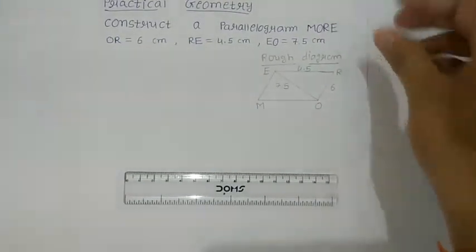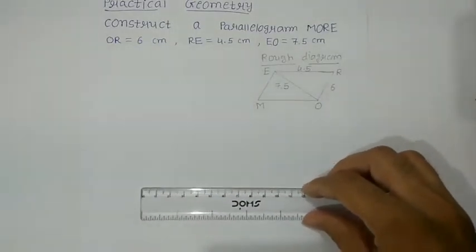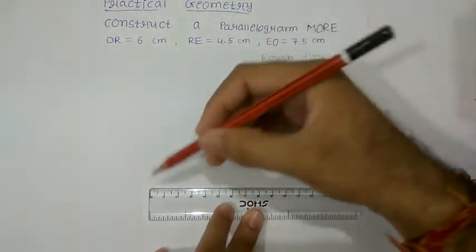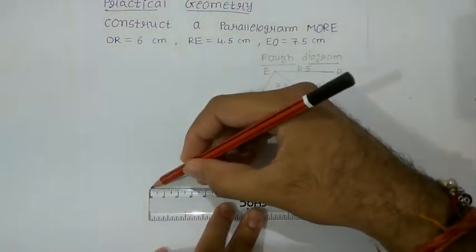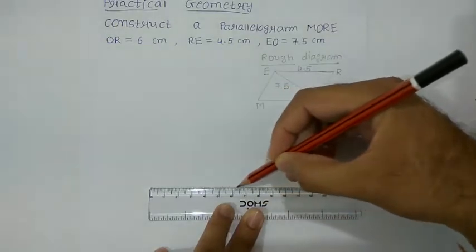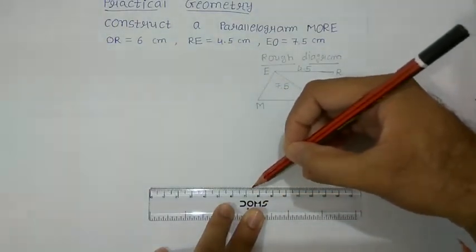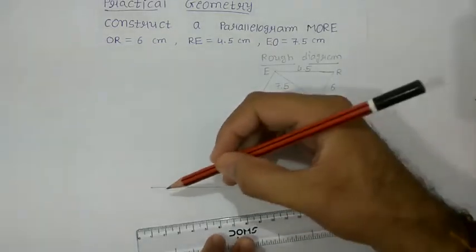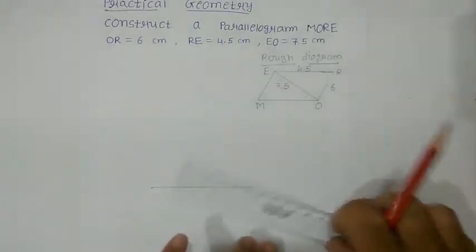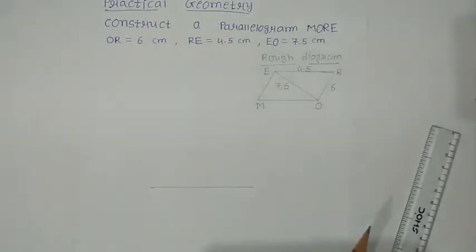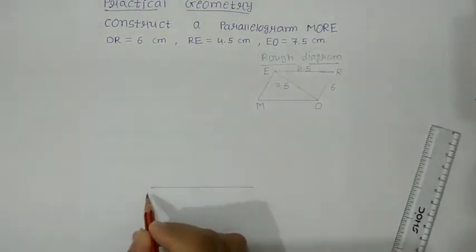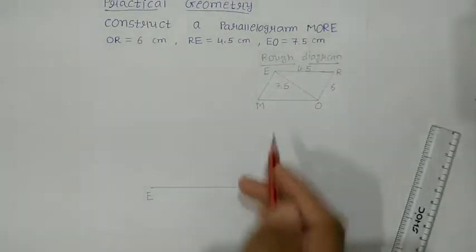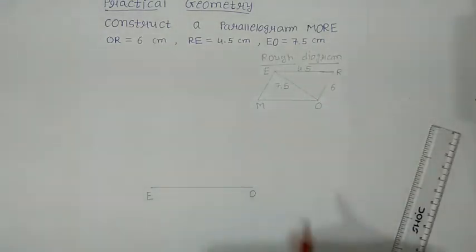Here this is our 0. From that 0 we have to go up to 7 and 7.5. So this is the diagonal of 7.5 centimeter. So give it the name. You can give it E and O. So our diagonal is here, EO.